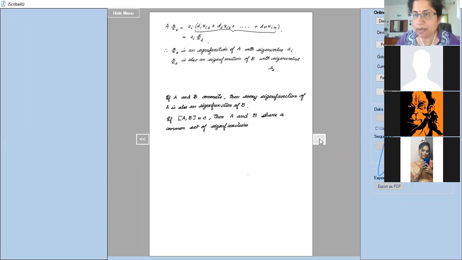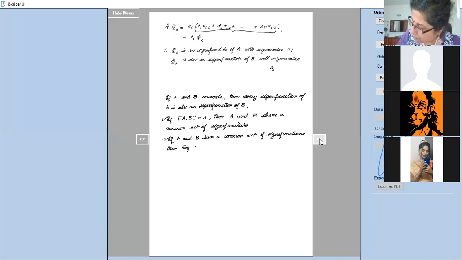What had we proved earlier? We had proved that if A and B have a common set of eigenfunctions, then they commute. This was the earlier proof, right? This we just proved now. This is the earlier proof. Correct? So now we realize that this is proved.